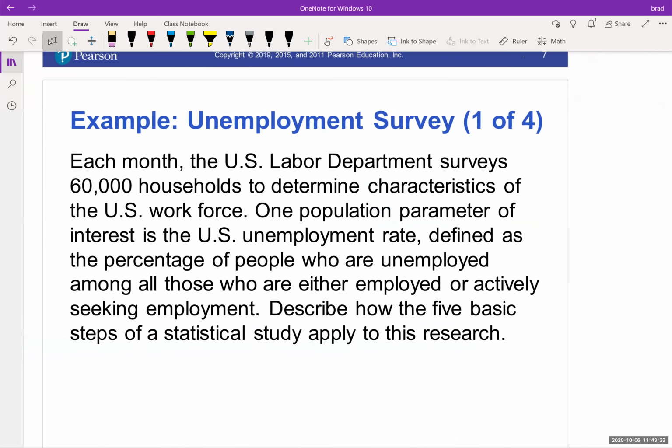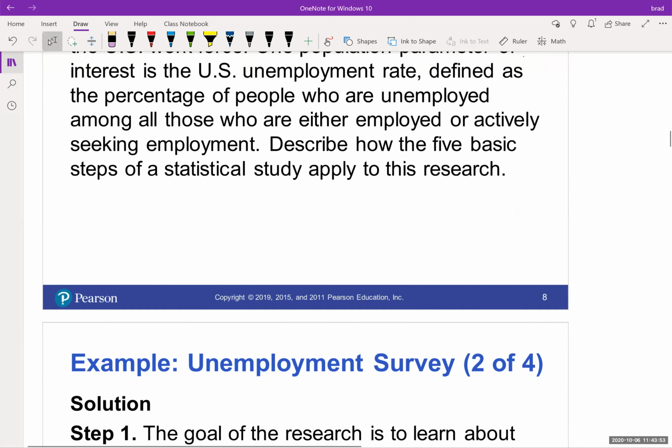So it says each month, the U.S. Labor Department surveys 60,000 households to determine characteristics of the U.S. workforce. One population parameter of interest in U.S. unemployment is the U.S. unemployment rate, defined as the percentage of people who are unemployed among all those who are either employed or actively seeking employment. Describe how the 5 basic steps of statistical study apply to this research.